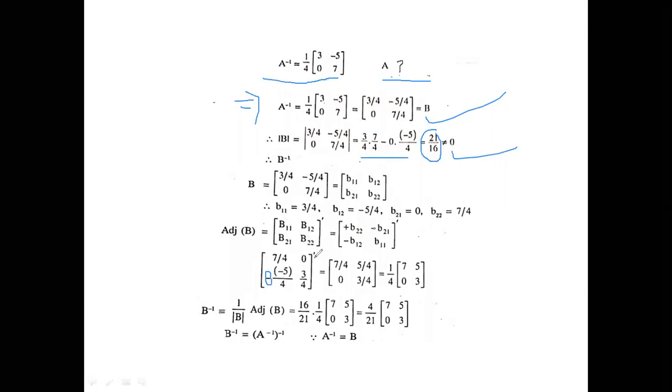Now transpose. There is the transpose sign, and we transpose it, and the columns will be converted into rows. These are the columns, and they will be converted into rows. So 7 by 4, minus 5 by 4 is the row. Sorry, this minus will be cancelled out. So 7 by 4, 5 by 4 will be the first row, and 0 and 3 by 4 will be the second row. Now after taking 1 by 4 out of the matrix, we get 1 by 4, 7 5 0 3. So now this is the adjoint of B.